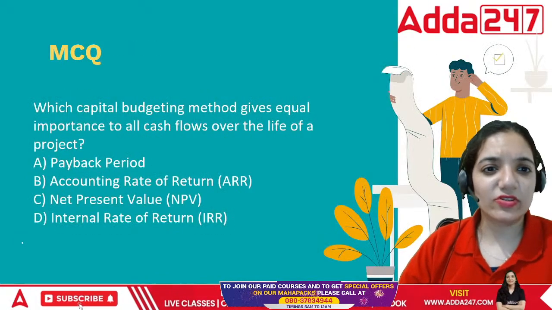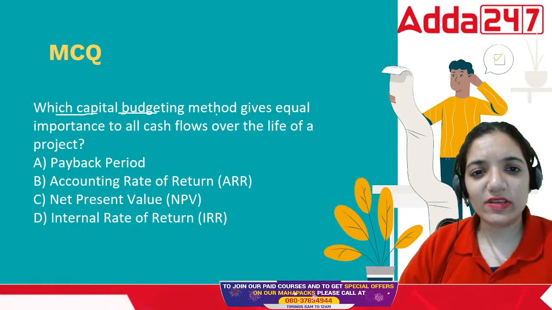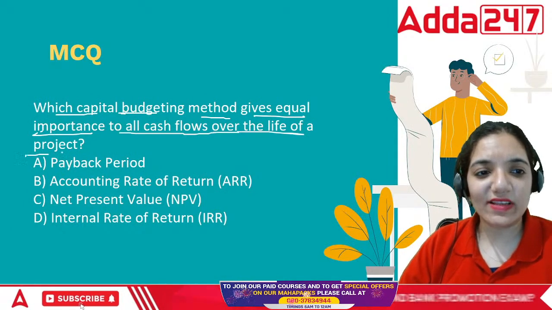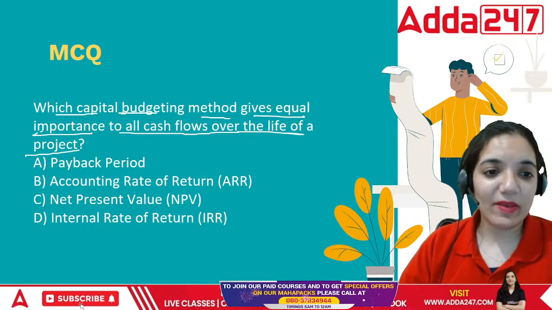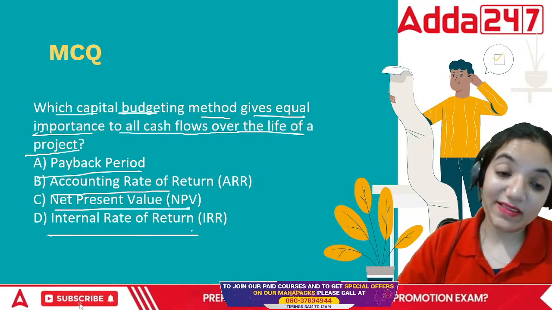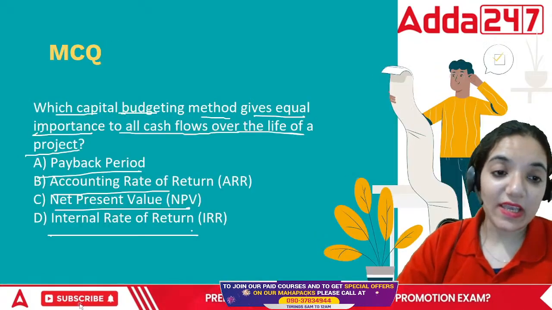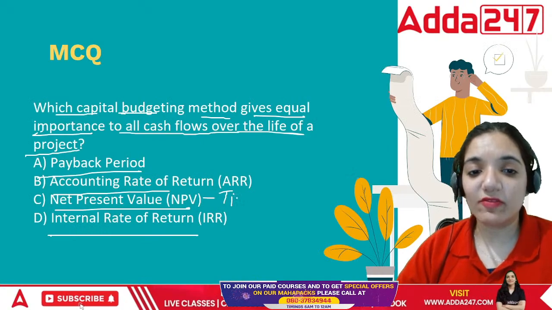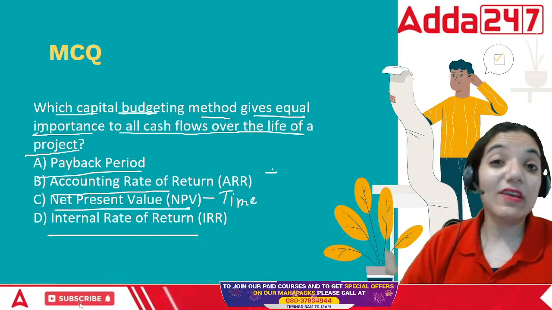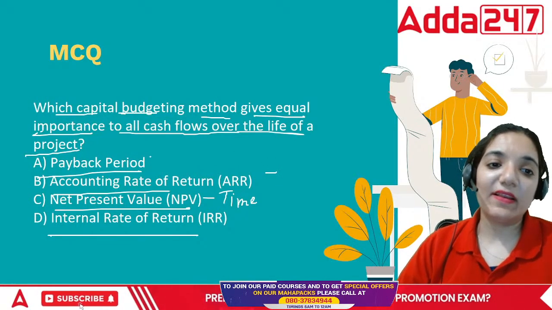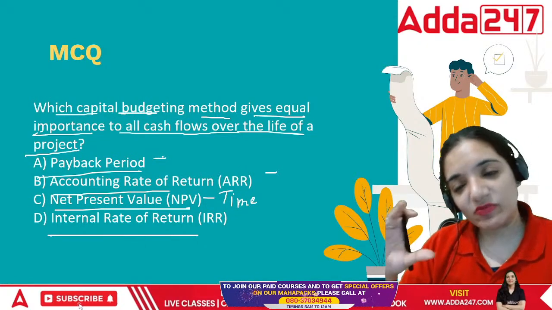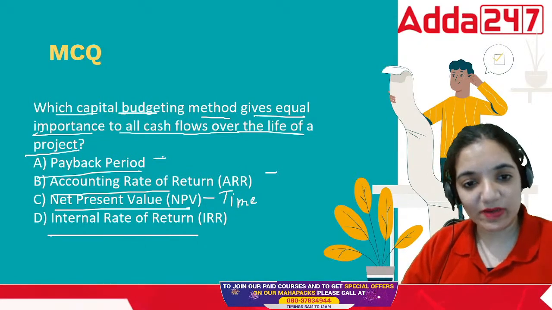This is another question. Which capital budgeting method gives equal importance to all cash flows over the life? Equal importance: payback period, accounting rate of return, NPV or IRR. In this case also it is NPV, because NPV considers the time value of money. For ARR, everything is one, they are not giving importance. Payback period, they're just worried about the total payback. It doesn't matter in how much time we're doing it. We're just worried about the time and the rupees that we have spent.